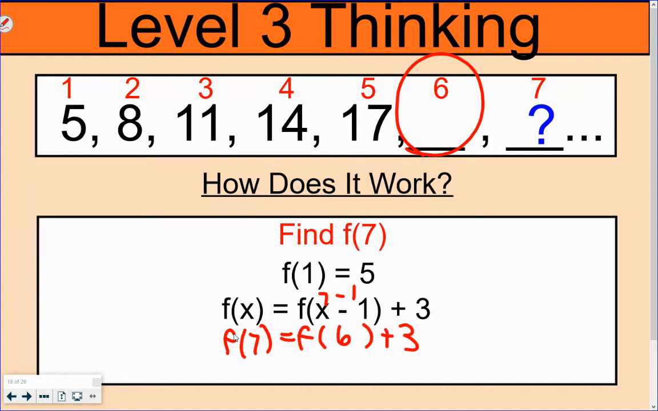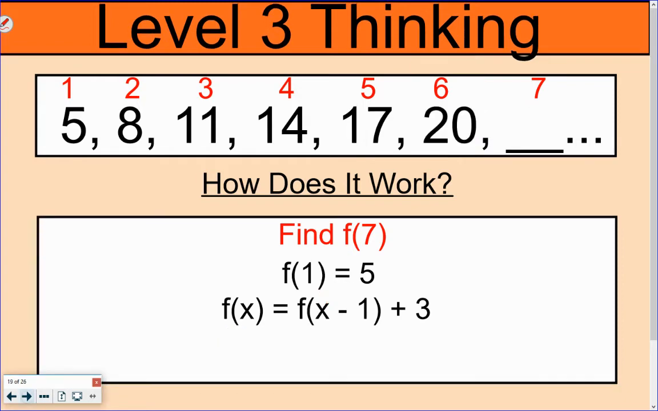That's kind of the limitation of a recursive function. The only way this function works is if you know the number before it. So before we can ever get f of 7, we have to find f of 6. So in order to get f of 6, I would take f of 5 and I would add 3. Well, 17, which is f of 5, plus 3 is going to give me 20. Now that I've got 20, I can do the same thing to get f of 7.